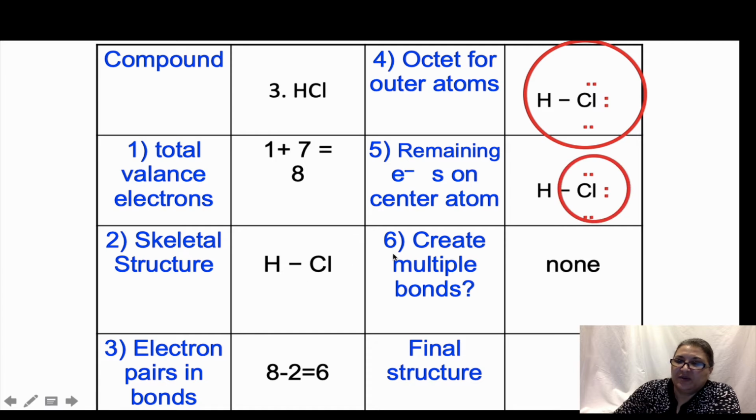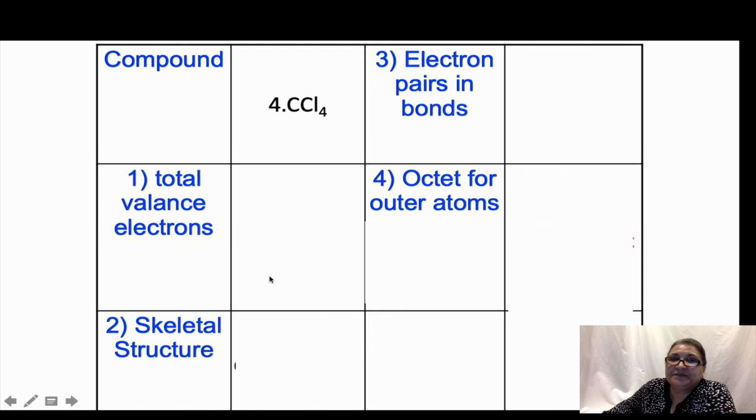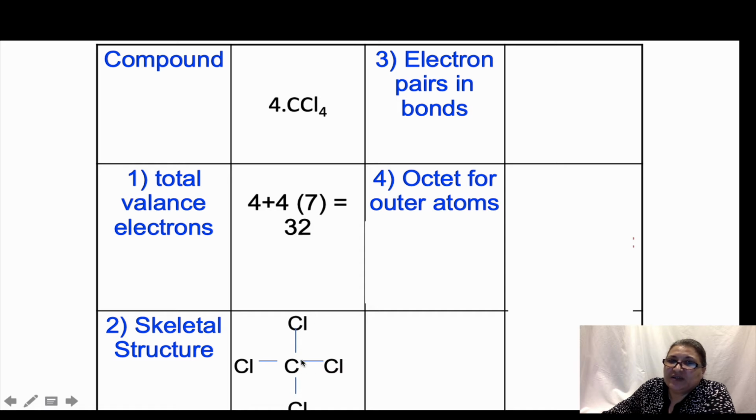All right, I think we have one more. Oh, so this one is showing you we have 1, 2, 3, 4, 5, 6, 7, 8. And hydrogen has 2. We cannot give it more than that. So they're sharing electrons. Carbon has 4. Cl is 7. But we have 4 of them, so we multiply by 4. We add them all up. We have 32. Skeletal structure, carbon in the middle connected to 4 chlorines. So we have 32 minus 1, 2, 3, 4, 5, 6, 7, 8. So 32 minus 8 is 24.